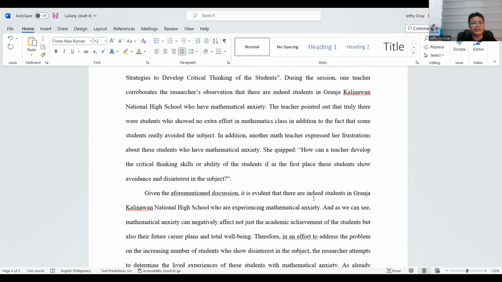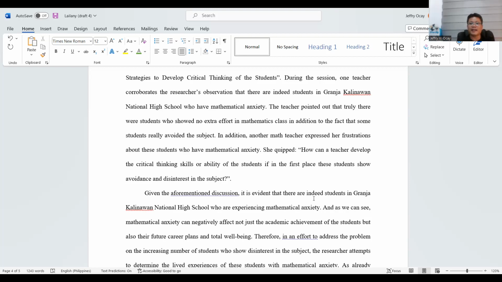The teacher pointed out that truly there were students who showed no extra effort in mathematics class, in addition to the fact that some students really avoided the subject. In addition, another math teacher expressed her frustrations about these students who have mathematical anxiety. She queries, how can a teacher develop the critical thinking skills or ability of the students if in the first place these students show avoidance and disinterest in mathematics?